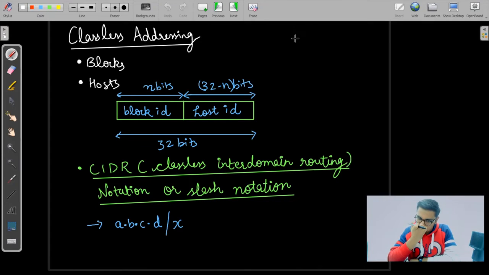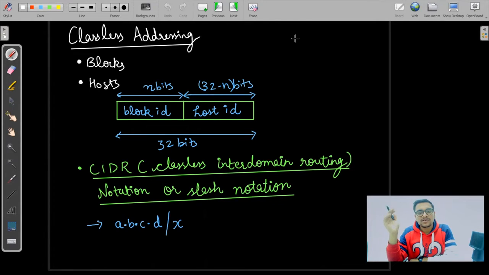Let's suppose there is class A and class B. Class A provides you 16 million hosts, and class B provides you some 1 million or 2 million hosts. But what if you require a number of hosts in between both of them? Similarly, class C provides 2 to the power 8, which is approximately 256 hosts. But what if you require 1,000 hosts? In that case, you will have to go with the upper class, which is class B. But that is a difficult scenario.